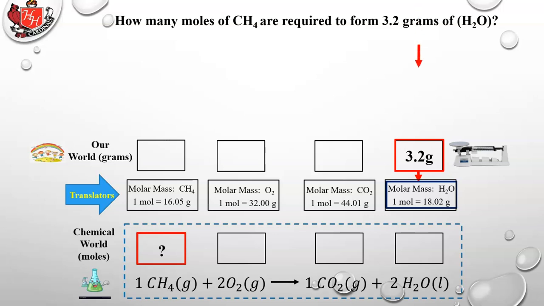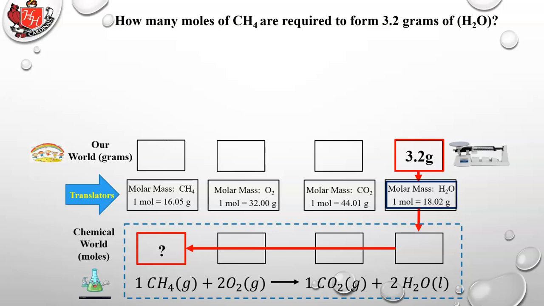So we need to first use the molar mass conversion for water. 1 mole of H2O equals 18.02 grams of H2O, and that will convert us into moles of water. Only when we're down in the chemical equation where we have relationships between CH4, O2, CO2, and H2O can we then move left and right, and in this case we're going to move to the left.